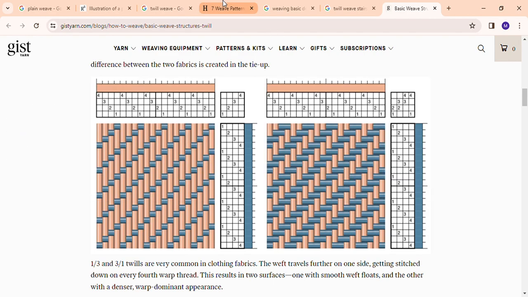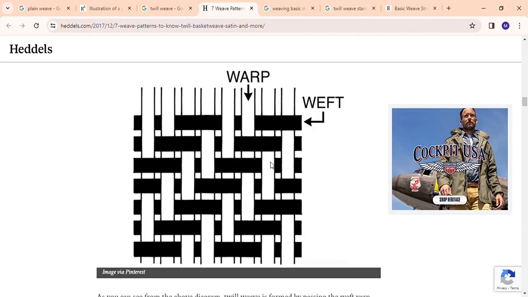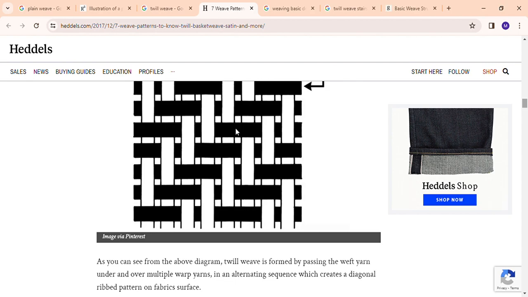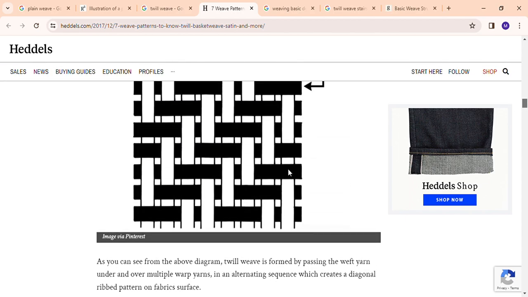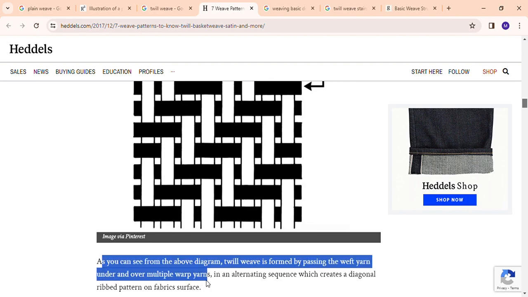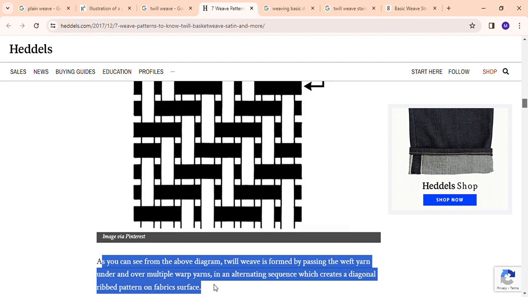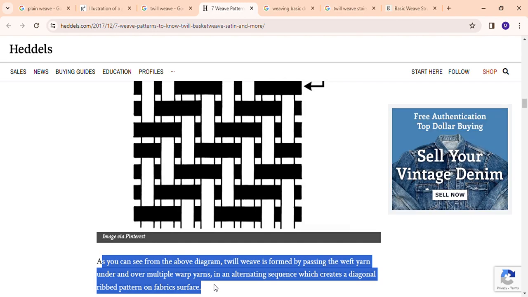Let me go back to this page. I hope this gives you clarity. If you make the graph as shown in this image and mark the numbers 1, 2, 3, 4, you just move according to your numbers. What they tell us more, as you can see from the above diagram, is that twill weave is formed by passing the weft yarn under and over multiple warp yarns in an alternating sequence, which creates a diagonal ribbed pattern on the fabric surface.